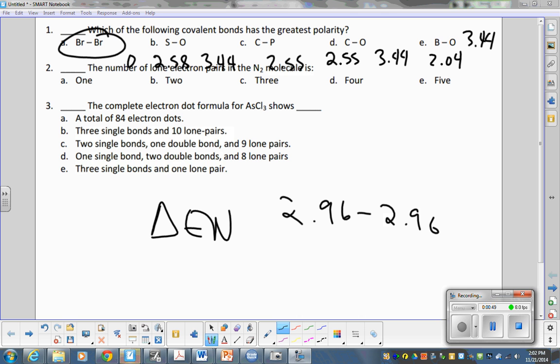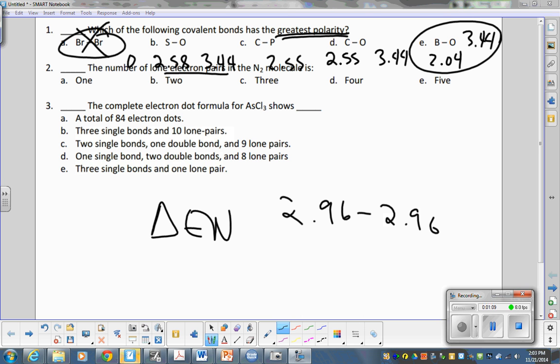When it asks you greatest polarity, it's greatest difference. So you can see when you look here, obviously it can't be that one. See how you have 3.44 minus 2.04? That means that's going to have the greatest polarity, the greatest difference. When you subtract the two of them, larger minus smaller, that has the greatest difference.